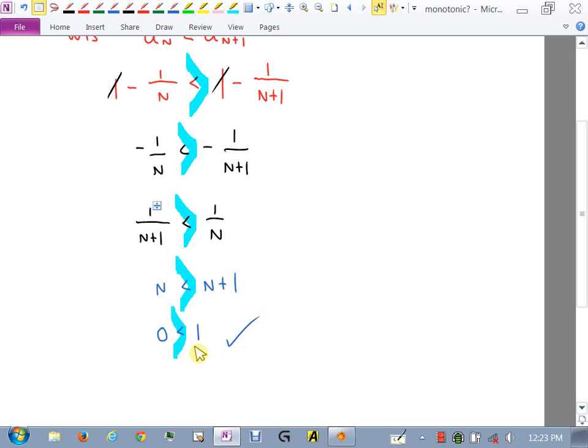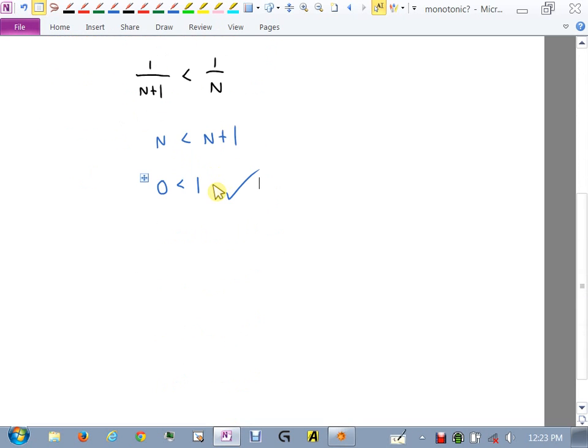Does that mean it's increasing? No. It just means it's not decreasing. You do not have to be increasing or decreasing. You can be neither. It's neither increasing nor decreasing. Any questions on this? Draw my conclusion. Therefore, a sub n is monotonic.